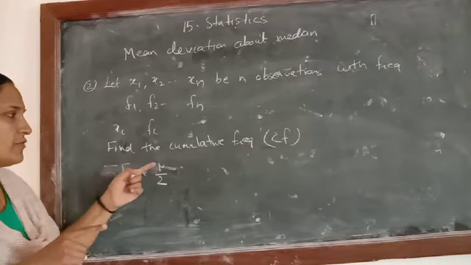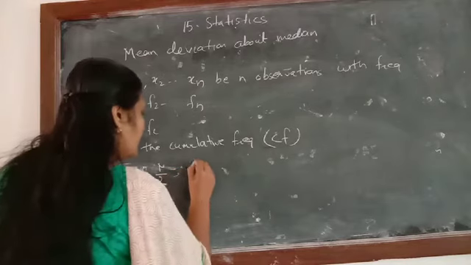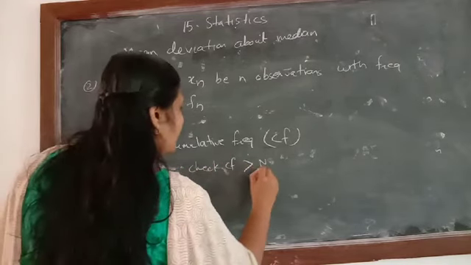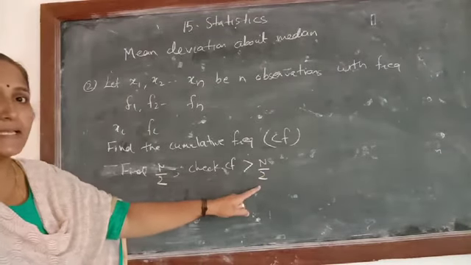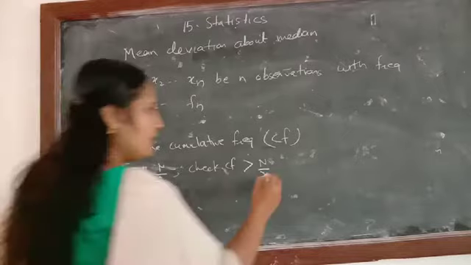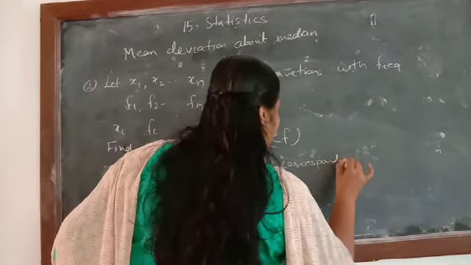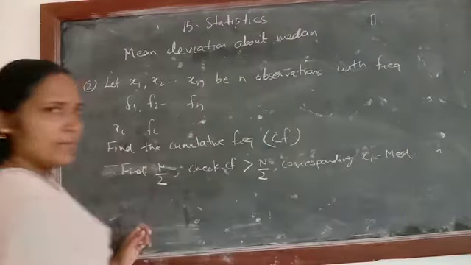After that, divide the number of observations by 2 and then check the cumulative frequency just greater than n by 2. Then the corresponding value of xi, what is the corresponding value of xi? That will be the median.